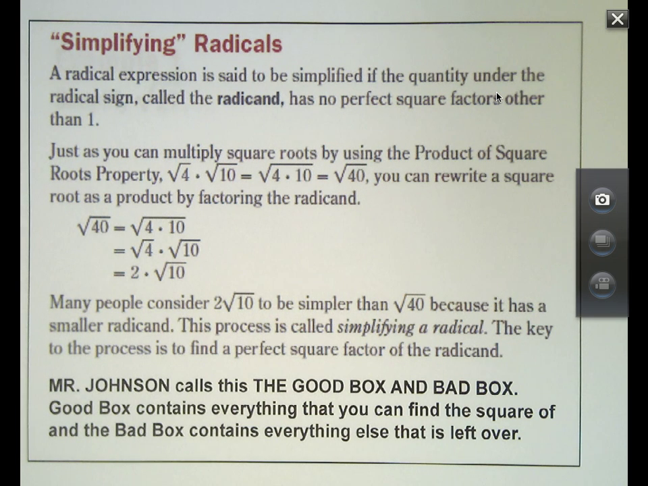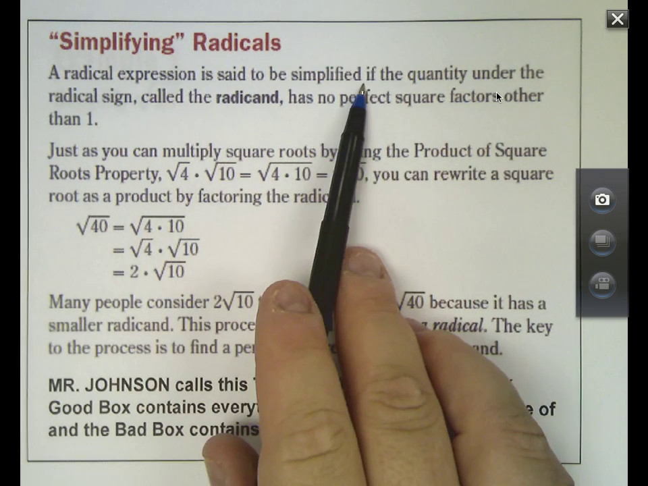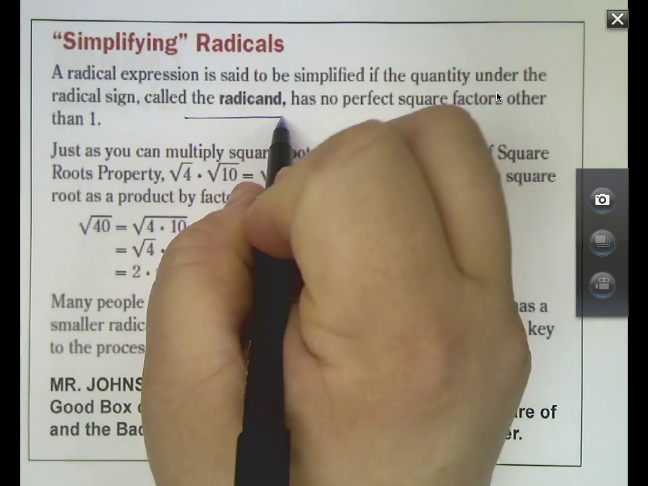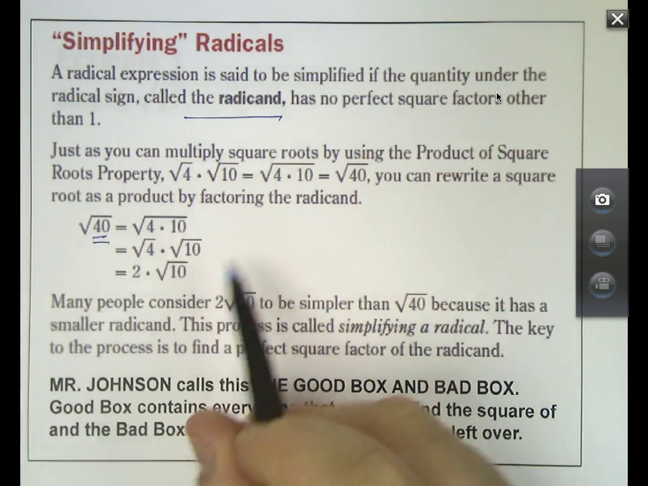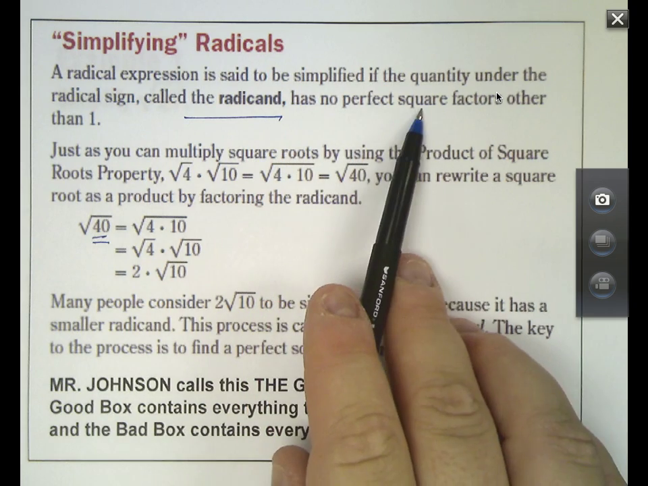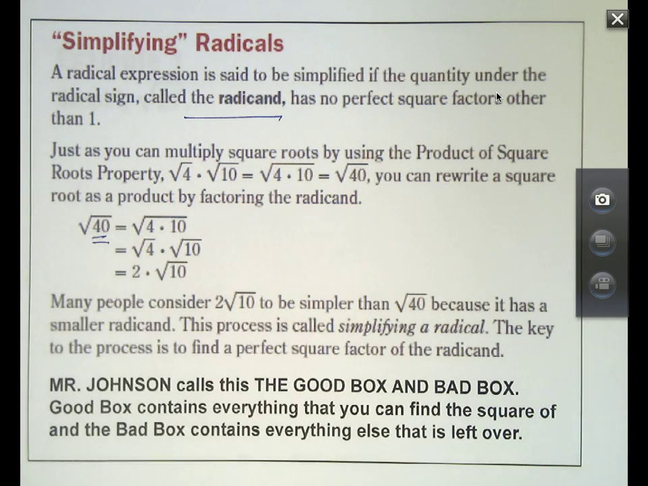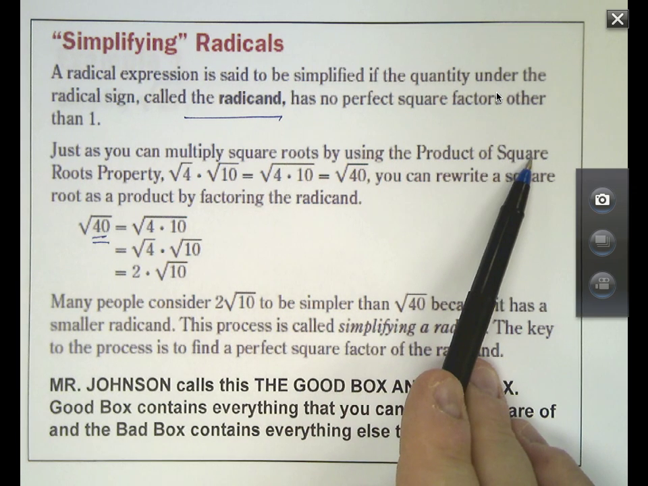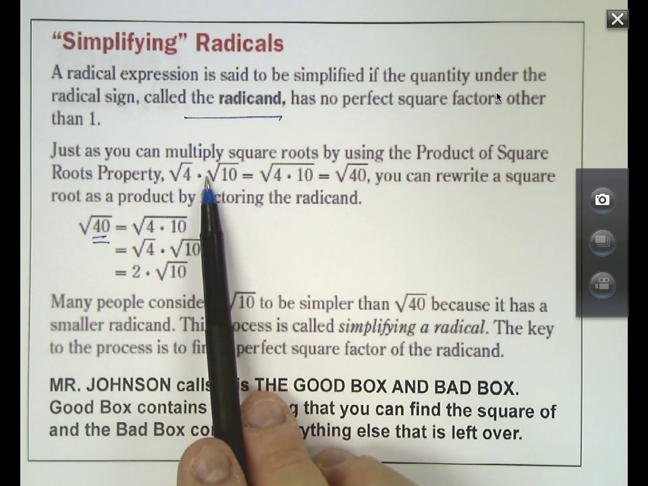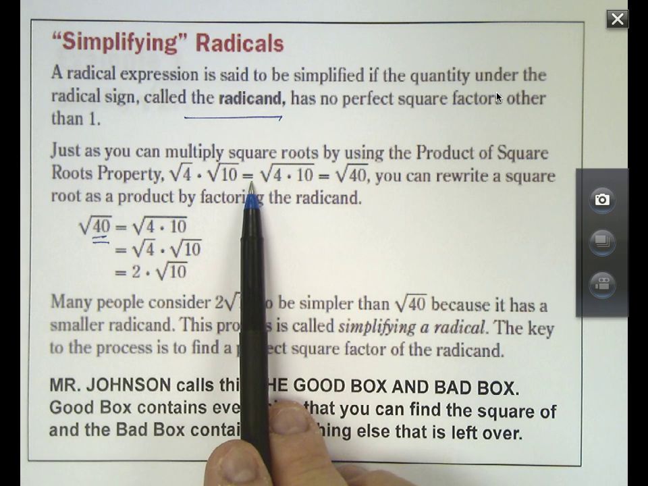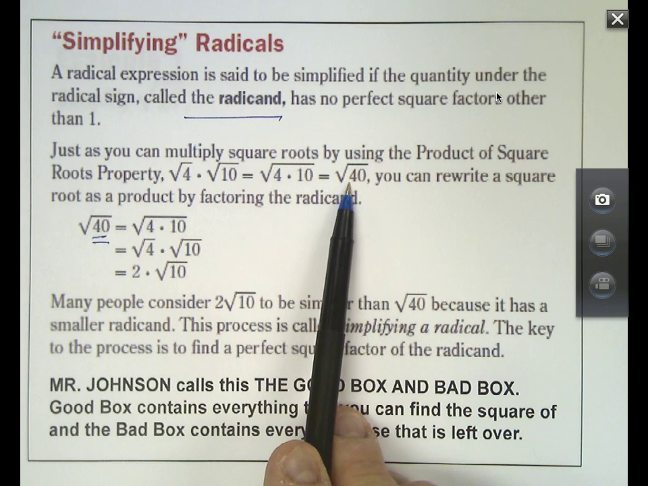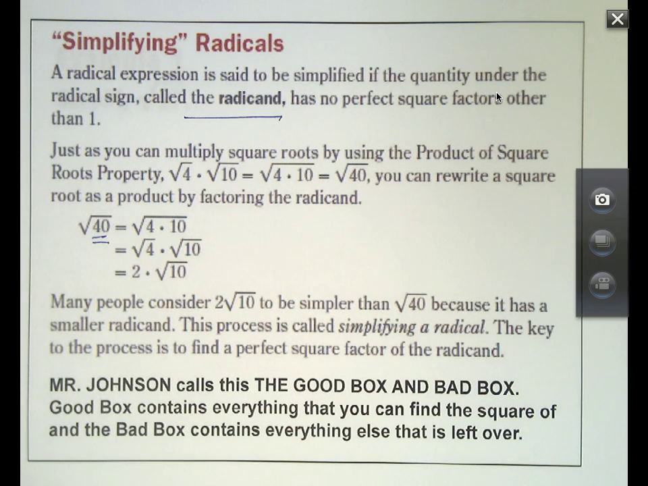Now, where does the product of square roots come in handy? Simplifying radicals. A radical expression is said to be simplified if the quantity under the radical sign, called the radicand, okay, this number is called the radicand, 40, has no perfect square factors other than 1.